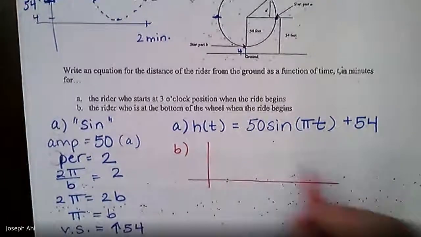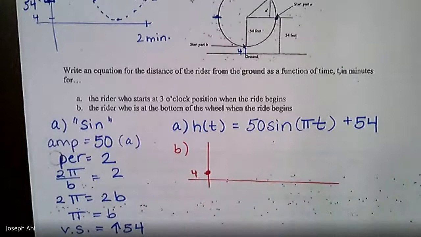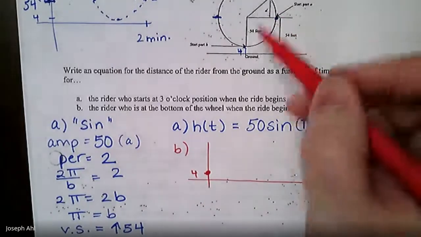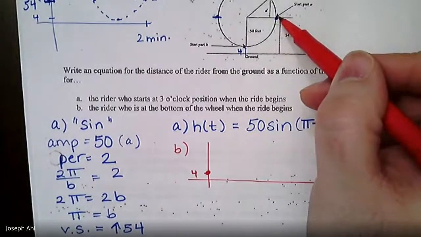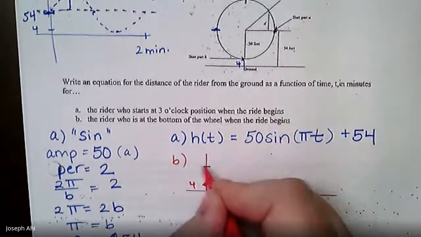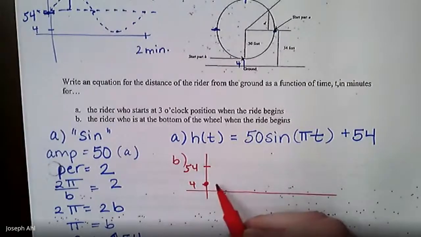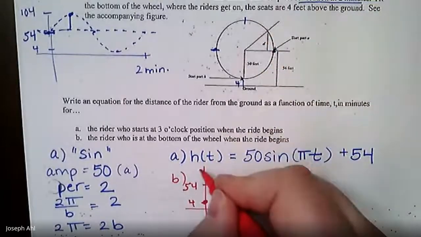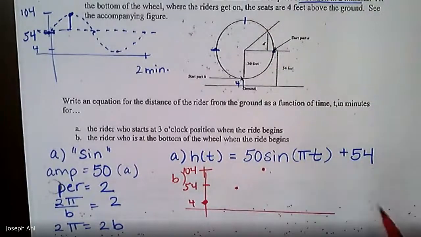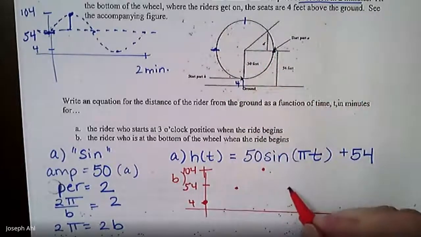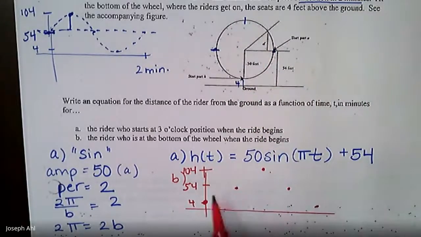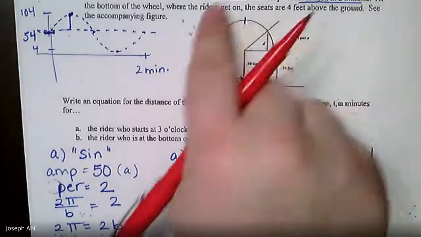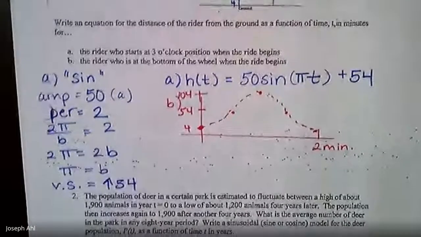Okay, so for somebody who's starting at the bottom, they're starting at that height of 4 feet. And then from there, they're going to get a quarter of a cycle through. They're going to be at that midpoint of 54 feet. So they're going to come up to 54. Then if I go halfway around, they'll be at the total height of 104. And then they're going to start coming back down. So they're going to go down to 54 and then eventually back to where they started. So this graph looks something like this. And again, that still took 2 minutes to complete, to get from where I started at the ground level back to where I began.